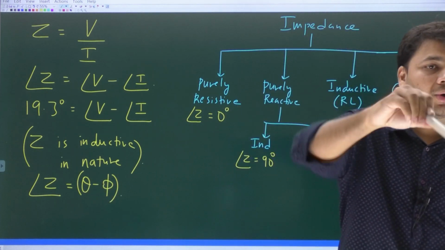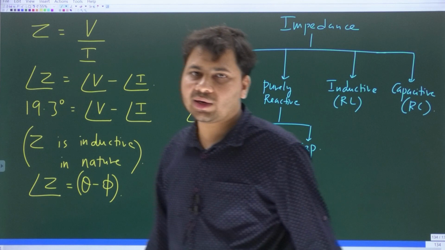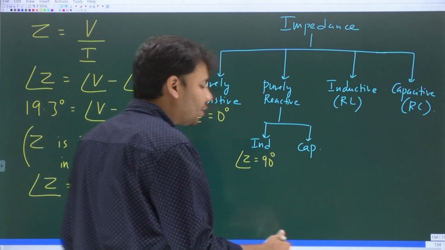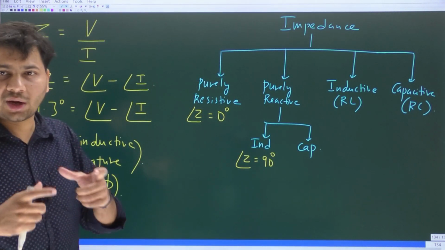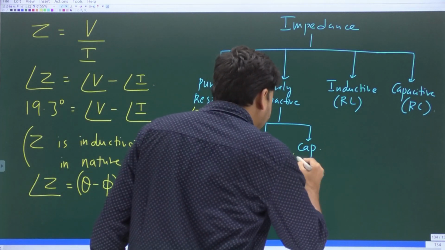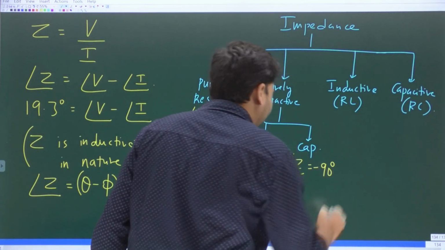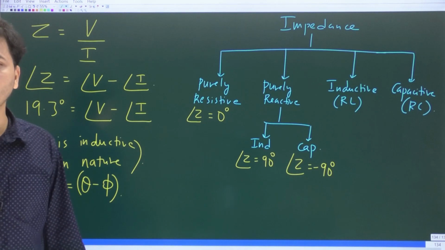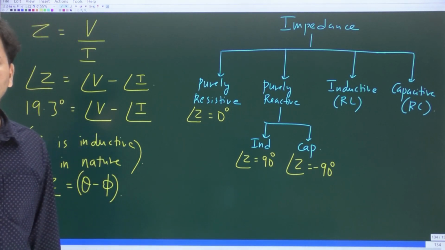Phase difference between voltage and current, which is going to be minus 90 degrees. So for a pure capacitive impedance, the impedance angle is going to be minus 90 degrees.